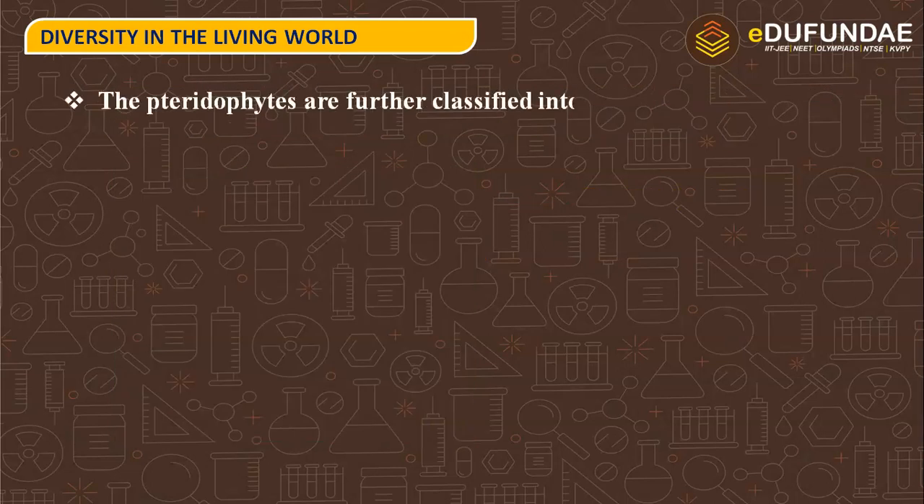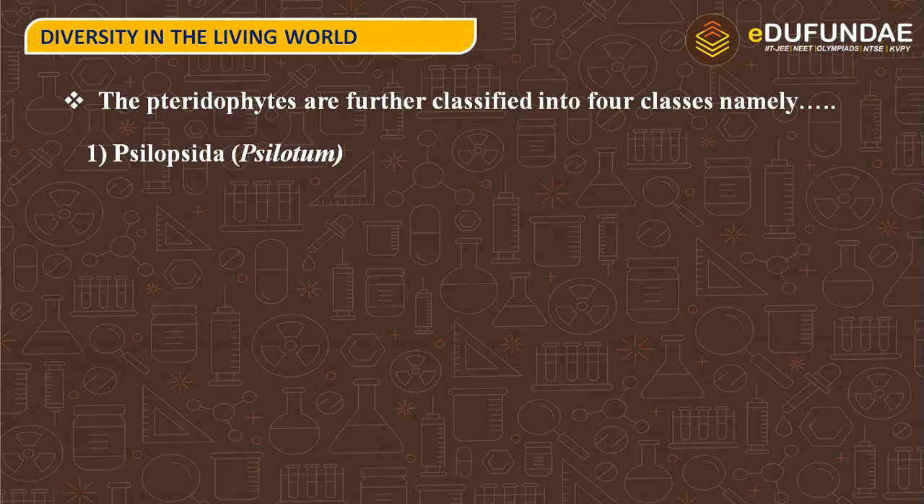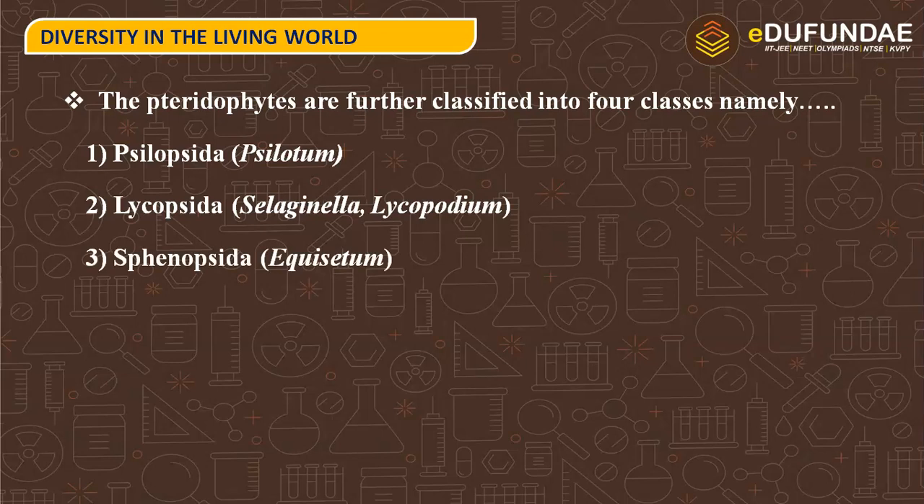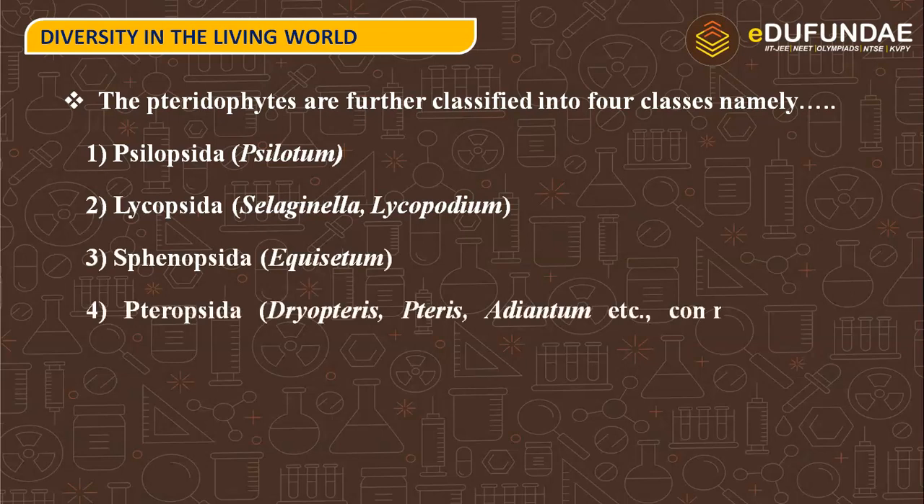The Pteridophytes are further classified into 4 classes, and they are Psilopsida, of which Psilotum is an example. Lycopsida, the examples are Selaginella and Lycopodium. Sphenopsida, the example is Equisetum, and Pteropsida, the examples are Dryopteris, Pteris, Adiantum, etc., commonly called ferns.